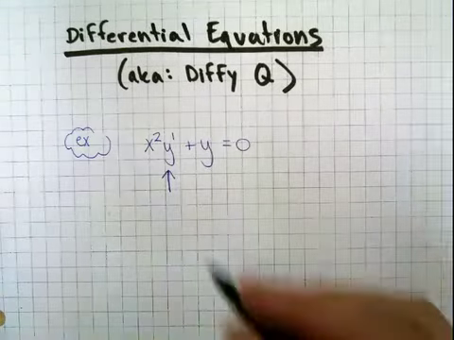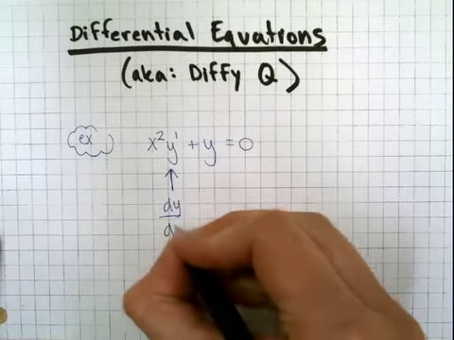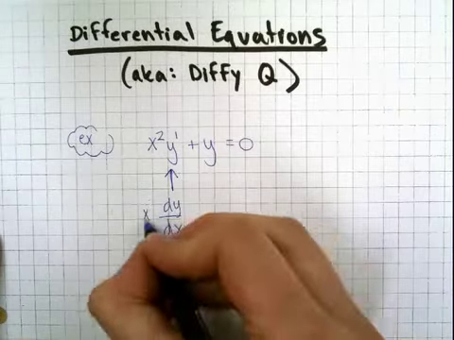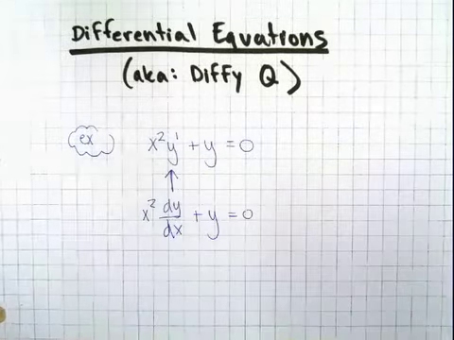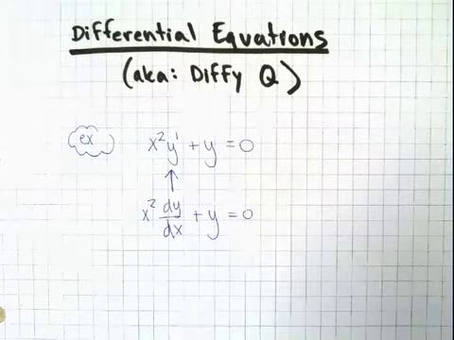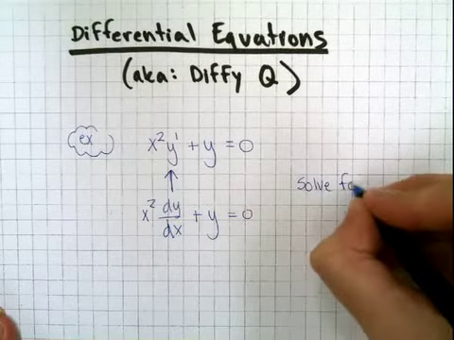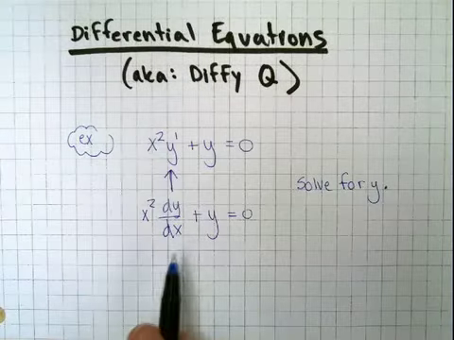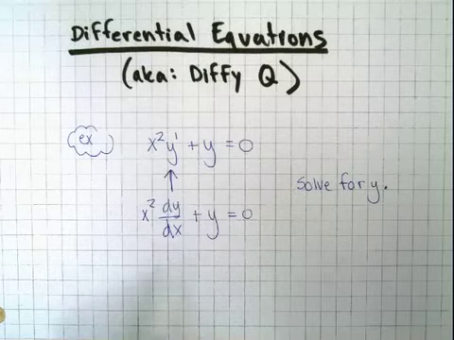So what I usually do is I take the y prime and I change it into dy dx. It means the same thing, but it's going to help us out better. This is our dy dx. We have x squared times dy dx plus y equals 0. What we want to be able to do is solve for y. We want to figure out what y was equal to before this derivative showed up. So before a derivative means we need to anti-derive. We need to go backwards. We're going to use some integrals to figure this out.